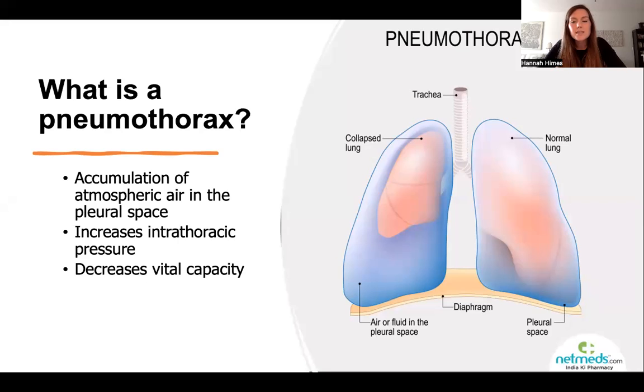This is just a disturbance in the pressure gradients that already exist within your thoracic cavity. So specifically, this is an accumulation of atmospheric air in your pleural space between your pleural lining and your visceral lining. This extra atmospheric air shouldn't exist there, doesn't in normal people. But once we have an injury or other sources, which we'll look at, we can have this accumulation of air. It increases the intrathoracic pressure compared to a normal person, and it decreases our vital capacity, which means it decreases our ability to expand that lung and participate in optimal oxygenation and ventilation.